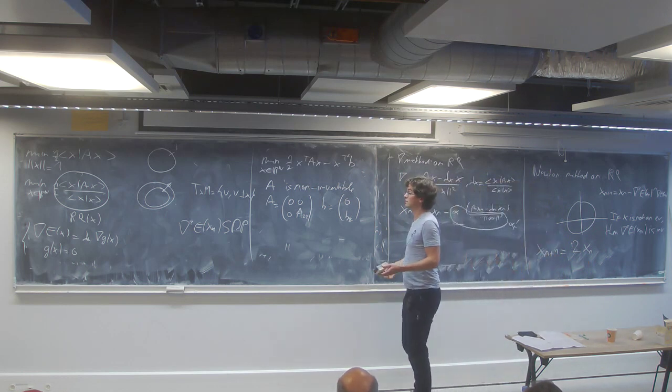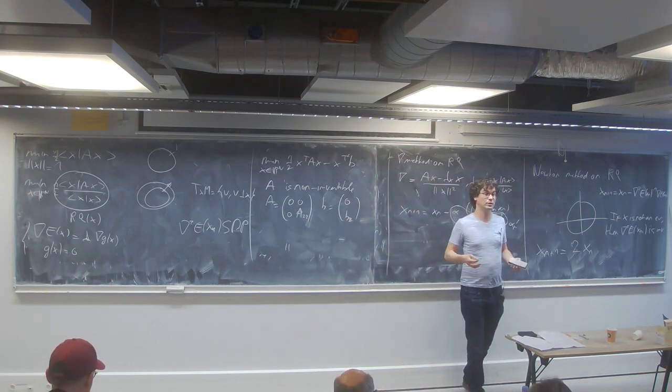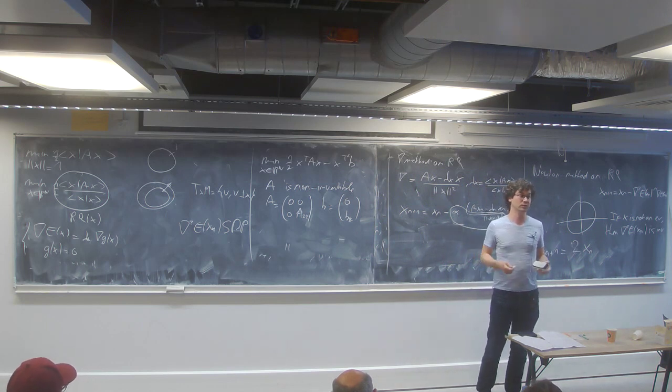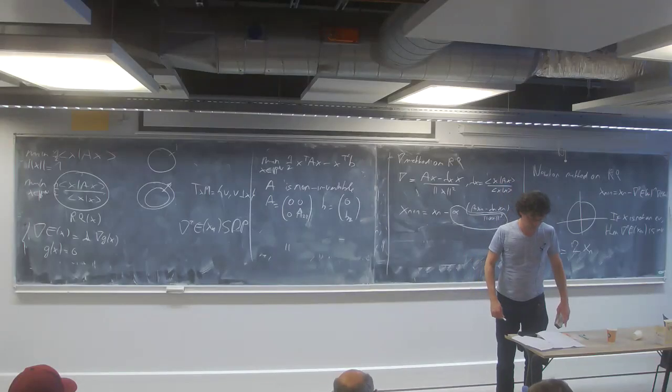So I don't know. I haven't found any general theory. It would be interesting to put up a general theory of optimization with degeneracies. Anyway.